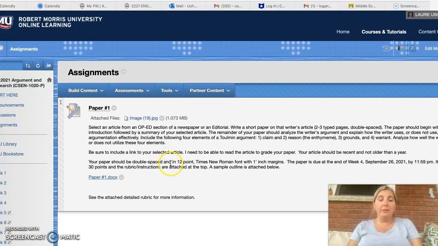Make sure that your paper is double-spaced, 12-point font, something that's readable, such as Times New Roman. 1-inch margins. You should not have extra spaces at all between paragraphs. And this is due by Sunday night at 11:59. It is worth 30 points. Carefully review the attached rubric, and please let me know if you do have any questions.